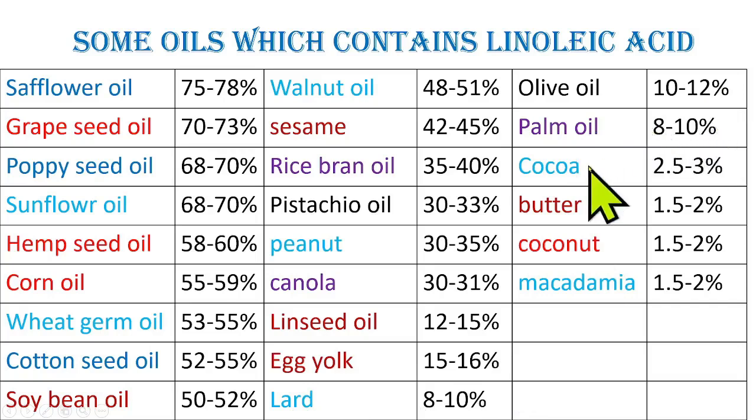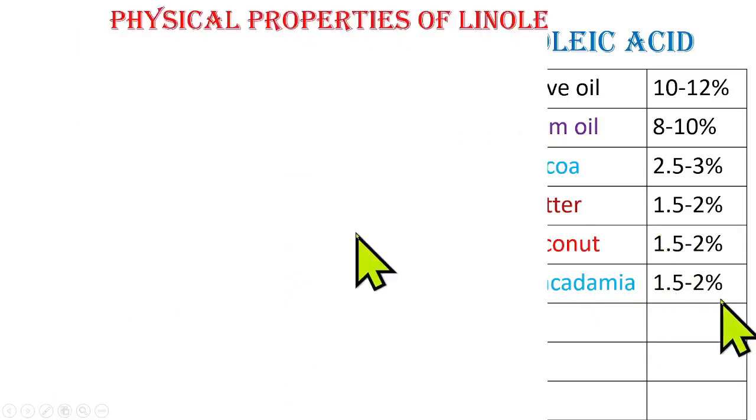In cocoa butter, it is between 2.5 to 3%. In butter, it is between 1.5 to 2%. In coconut oil, it is between 1.5 to 2%. And in macadamia oil, it is between 1.5 to 2%.